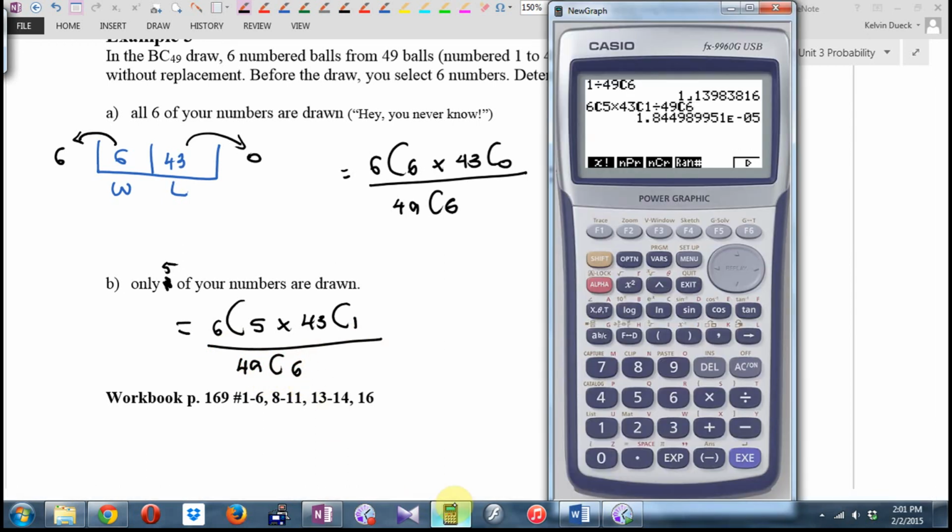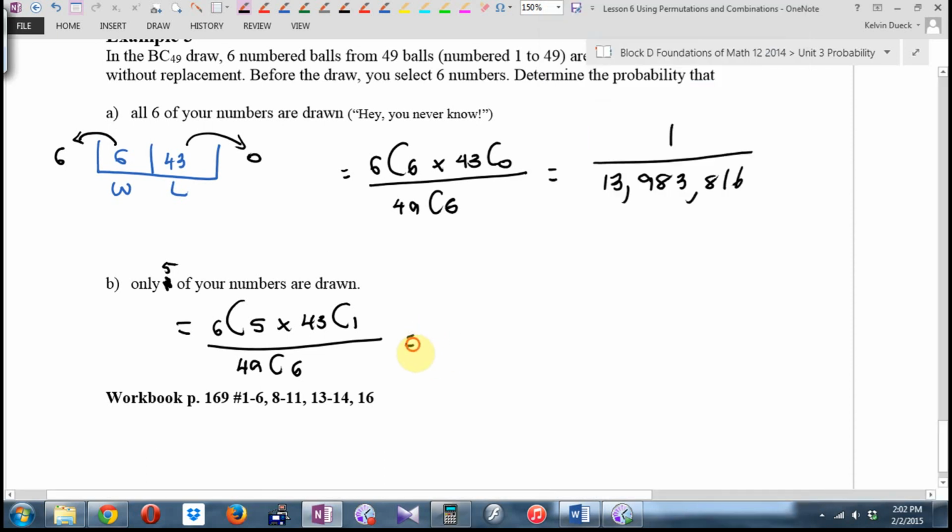Okay, and this is usually a pretty big prize. It's usually several, in the tens or 20s of thousands, I believe. 43 over 2,330,636.